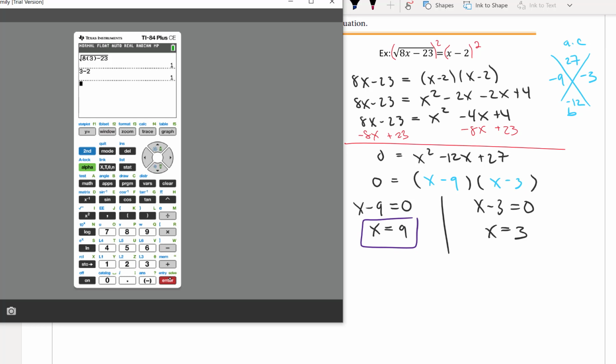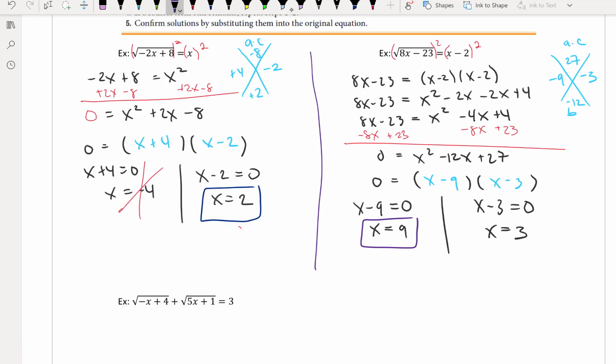And if both sides are equal to the same number, then that is an acceptable solution. So we say that we have two solutions. We have x is equal to 9 and x is equal to 3. After we checked it into the solution.